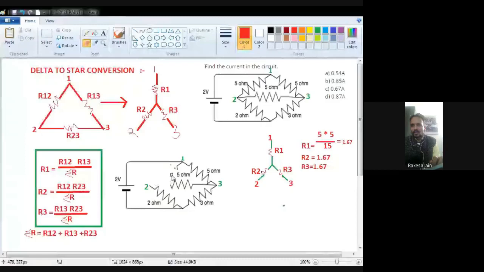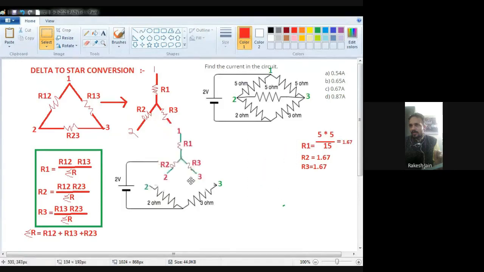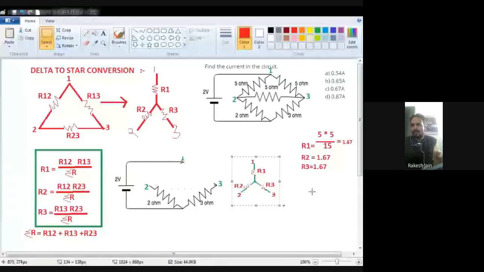Now your question diagram will be changed completely. Your question diagram was this one. Now instead of these 5 ohm, 5 ohm, 5 ohm resistances, you just remove these 3 resistances first of all. I just remove these 3 resistances from there, and instead of this delta connection, I put there the converted star form.